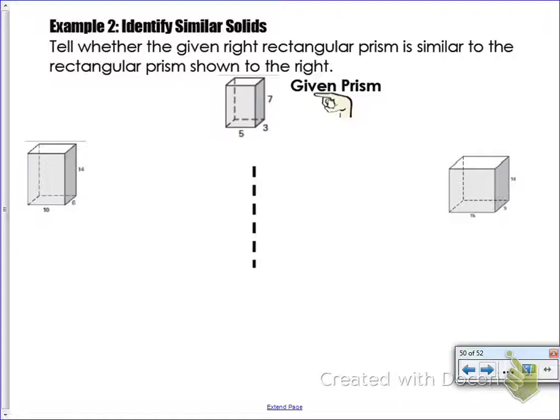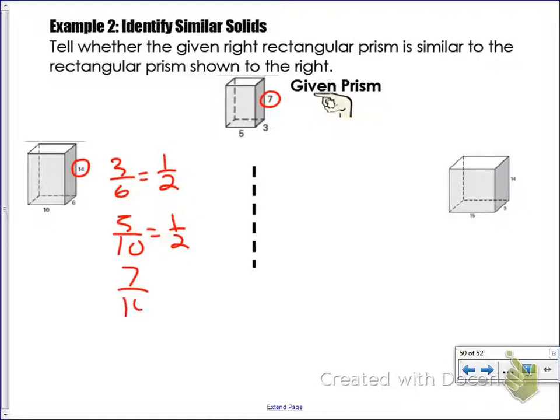So if I look at my original, 3 is my smallest side here. Well, that's going to have to compare with 6 on this first prism. So 3 to 6, that scale factor is going to reduce to 1 to 2. In my given prism, after 3, the next biggest side is going to be 5. And 5 will correspond with 10, which is the next biggest side over here. So 5 to 10, again, will reduce to 1 to 2. And then my biggest side on my given prism will be 7, compared with 14. 7 to 14 will reduce to 1 to 2.